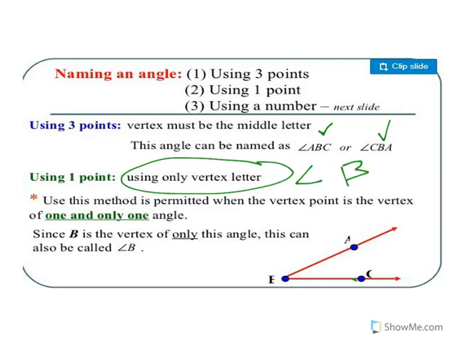But be careful with this. It said that this method is permitted when the vertex point is the vertex of one and only one angle. Then B is the vertex of only this angle. It can be called angle B.